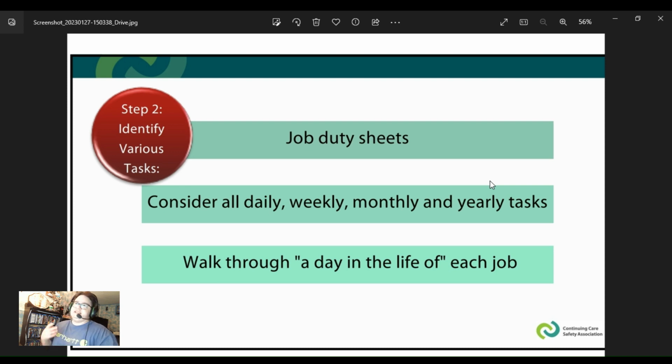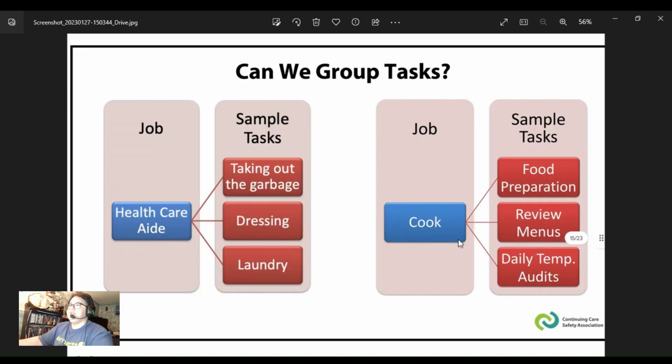So take, let's say, the morning cook. Let's see what their job entails and what they do in various steps. That's essentially what it is. And this slide here essentially is what I just went over: taking a healthcare aide and branching out all the tasks that they do within the day, and a cook, what they do within the day. That's just a graphic of what that would look like.